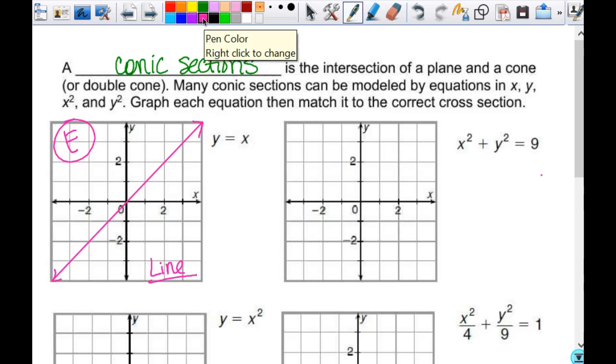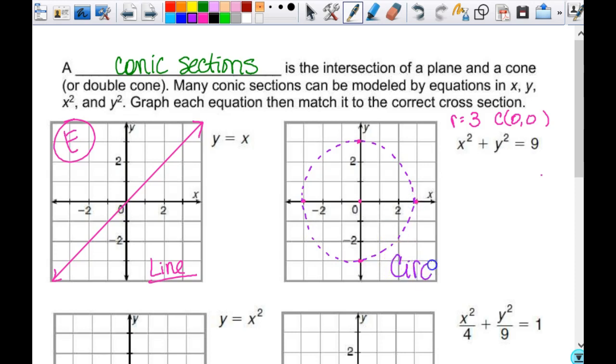So for this circle here, what is the radius? 3. What's the center? 0, 0. Okay. So here's my center. I'm going to go to the right 3, left 3, up 3, down 3, and then I'm going to graph this the best I can to make it look like it's a circle. Okay, and there's your circle. This is the circle.